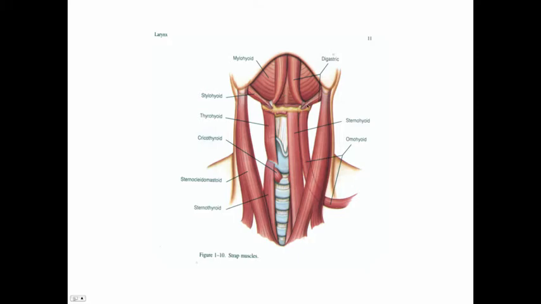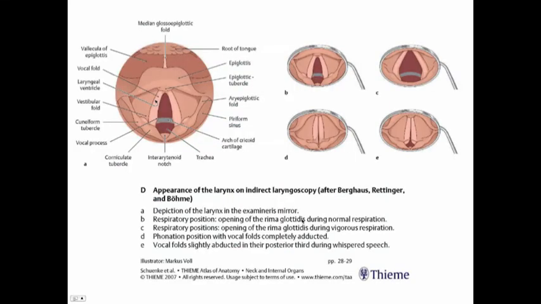This is the hyoid, so the muscles above the hyoid, mylohyoid, stylohyoid, digastricus, these are elevators. The depressors are the thyrohyoid, the sternothyroid, the omohyoid, and the sternohyoid, which have connection to the hyoid and to structures below the hyoid. Those are the extrinsic laryngeal muscles.